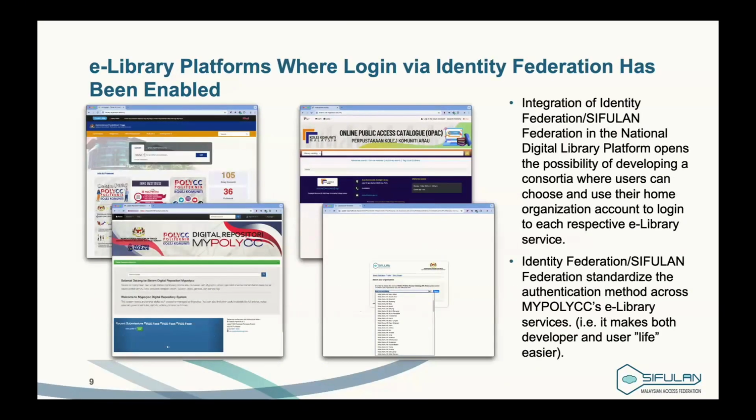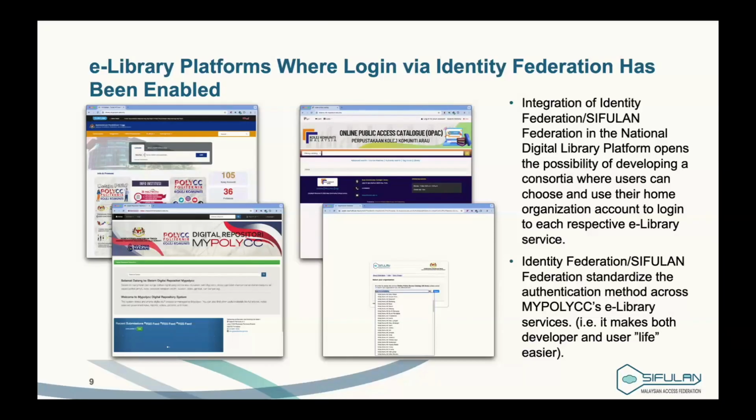And we also work with many institutions to make Shibboleth login or federated login more available, more visible. Recently, we worked with the Polytechnic and Community Colleges Department of the Ministry of Higher Education Malaysia to modernize their library infrastructure. They call it the e-library platform. Basically, they set up a library information system for each polytechnic and community college using software called Koha, and also a repository using DSpace, and also the portal as well.